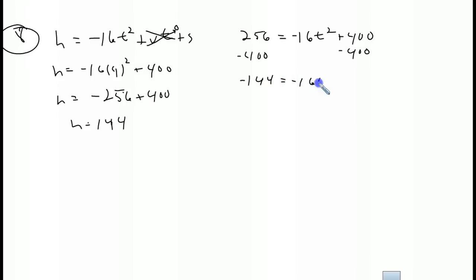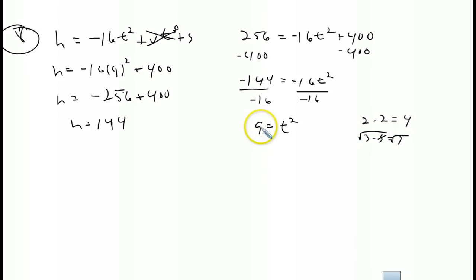equals negative 16t squared divided by negative 16. So you have 9 equals t squared. To get this by itself, we know that like 2 times 2 is 4, or 3 times 3 is 9. So all we would do is when you take the square root of something, one of them will basically kind of go away. So you're figuring out what times itself will give us these squares. So if we take the square root, we can have 3 equal to t. So it'll take 3 seconds for this thing to be 256 feet from the ground.